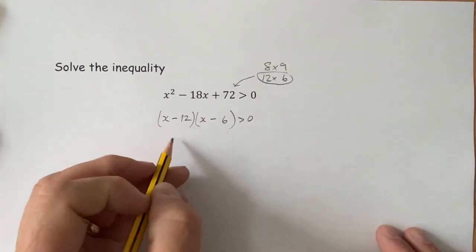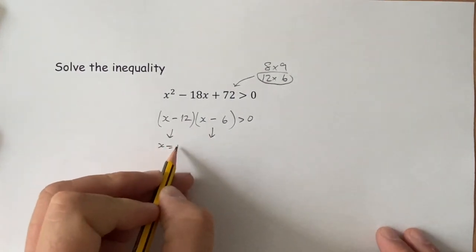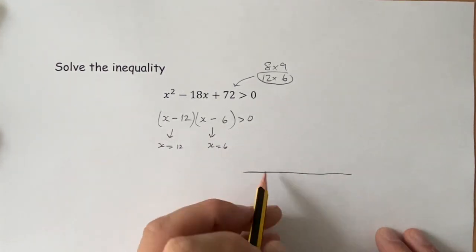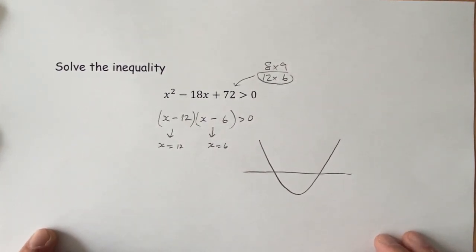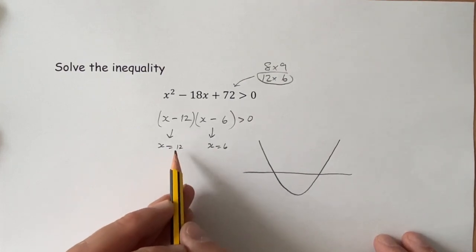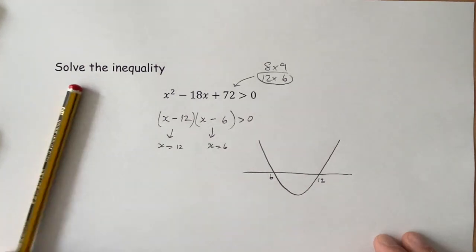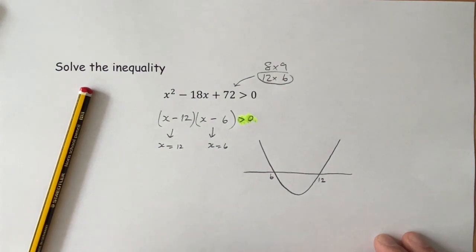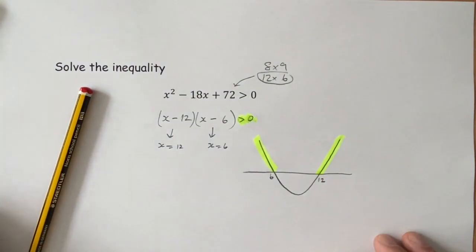That is for greater than 0, which, as with the previous, gives us two critical values. 12 from that bracket, 6 from that bracket. Once again, on a number line, draw my quadratic curve. The critical values are 12 and 6, so in numerical order, that will be a 6 and that will be a 12. Now this time, I want it to be greater than 0. Well, that is greater than 0, it's above the line. That is greater than 0, it's above the line.